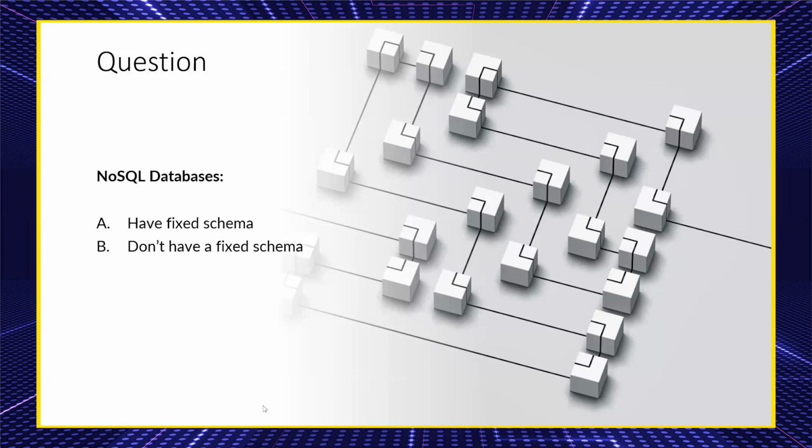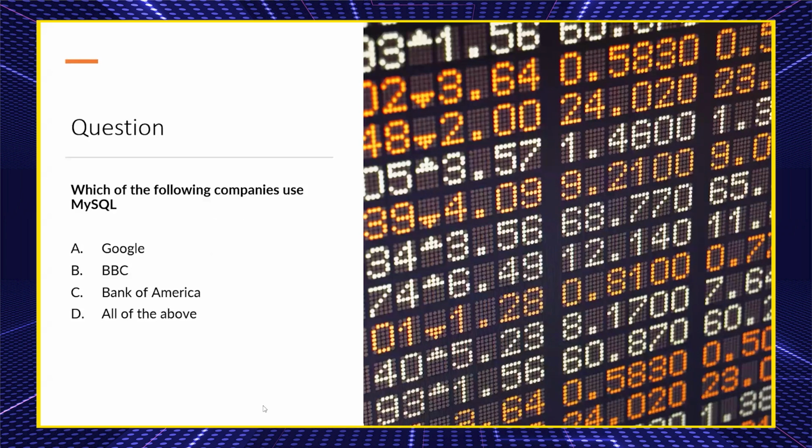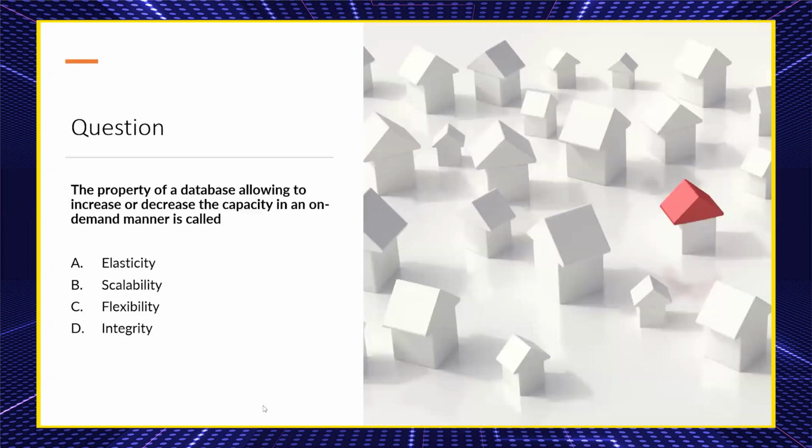NoSQL databases do not have a fixed schema, as we saw in yesterday's example: skills, ID, skill, education. Which of the following companies use MySQL? All the above. The property of a database allowing you to increase or decrease the capacity on demand is called... think about it and tell me.